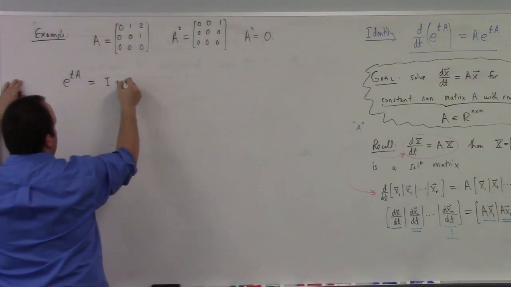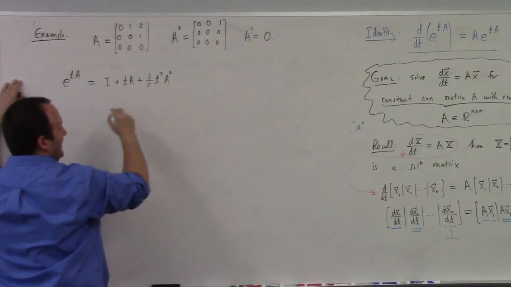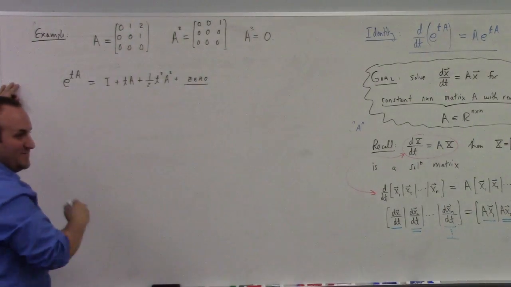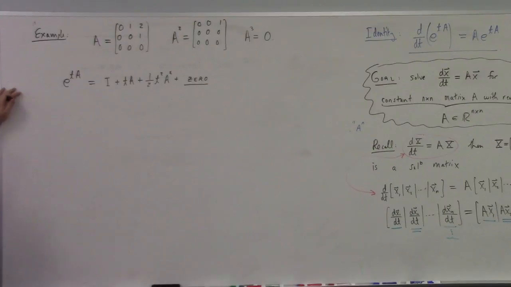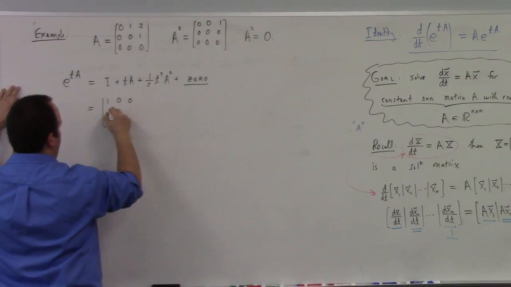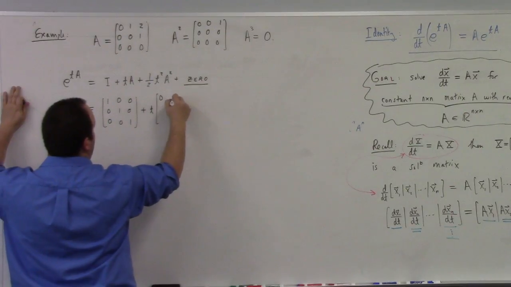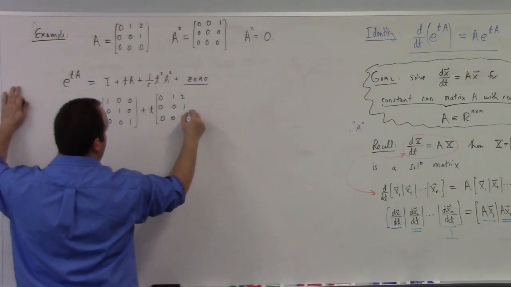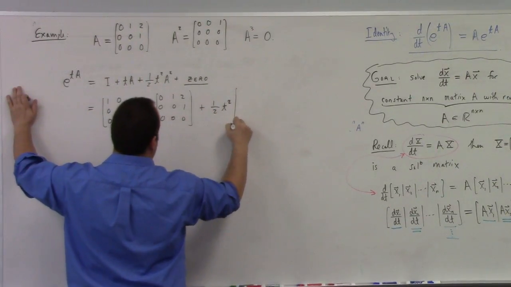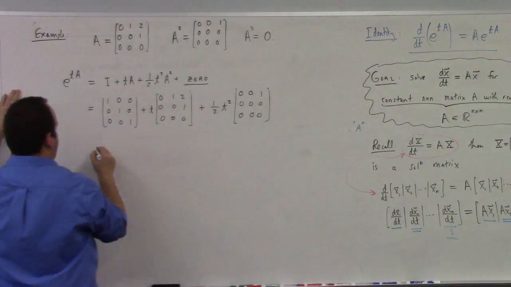It's I plus t times A plus 1/2 t squared A squared, and then 0. It's all 0 past that point. So this infinite series truncates, and you can actually calculate it. This is 1, 1, 1 plus t times 0, 1, 2, 0, 0, 1, 0, 0, 0 plus 1/2 t squared 0, 0, 1, 0, 0, 0, 0, 0, 0, like that. And so put it all together, what do we got?